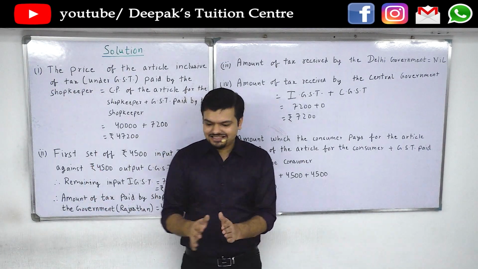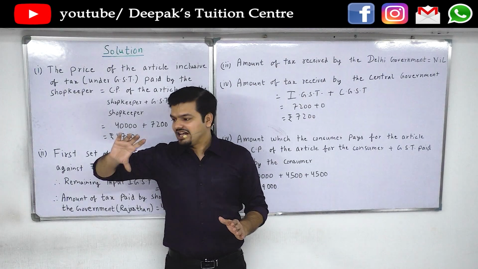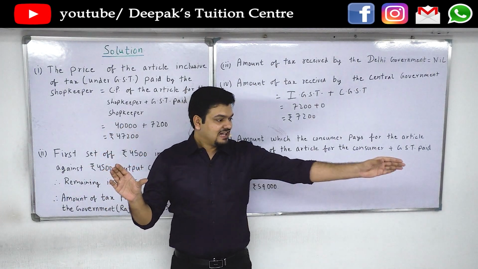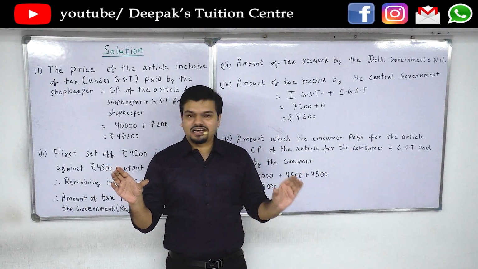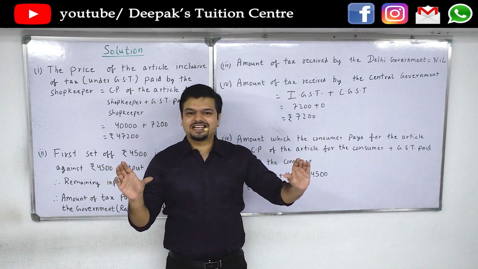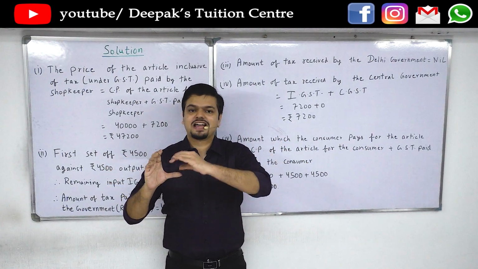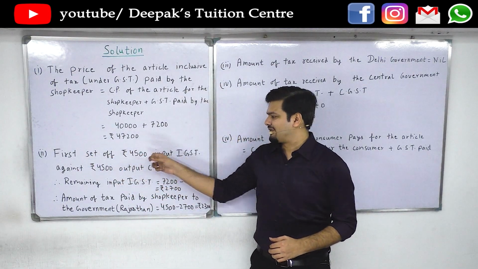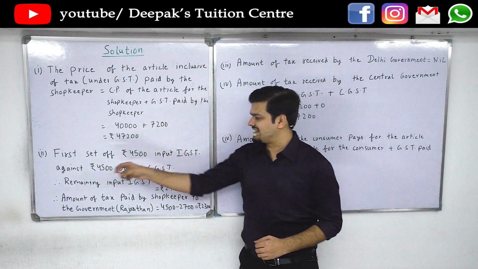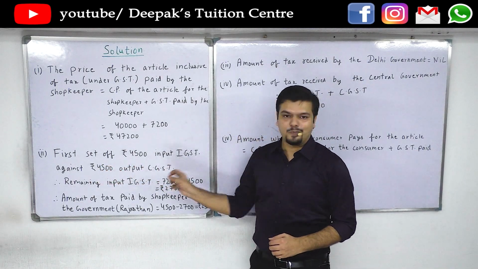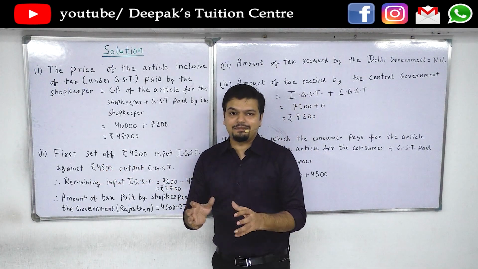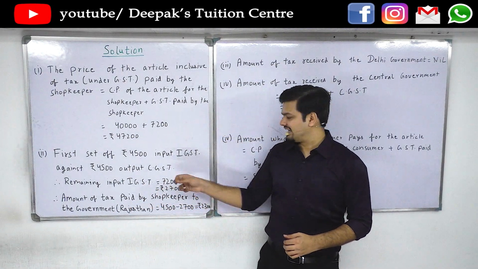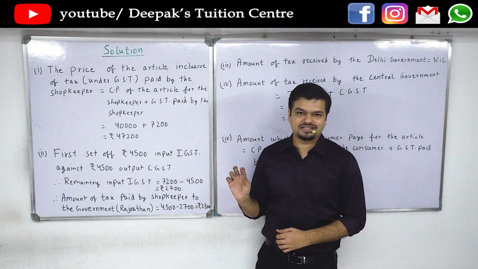So now, since IGST, that is the central government, receives 7,200 rupees and the shopkeeper received 4,500. So first he will set off this 4,500 from that 7,200. So first he will set off rupees 4,500 input IGST against 4,500 output CGST. So therefore remaining input IGST will be 2,700. That is 7,200 minus 4,500.